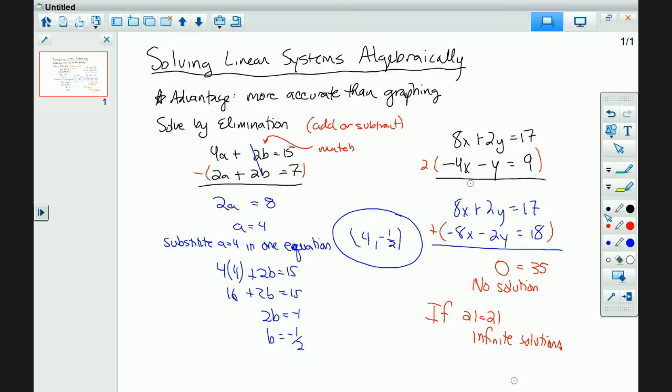Carter, is that A1? 21. A1. I don't write my A's like that. Are you good on elimination? Think you can handle that? Thank you, Adam.